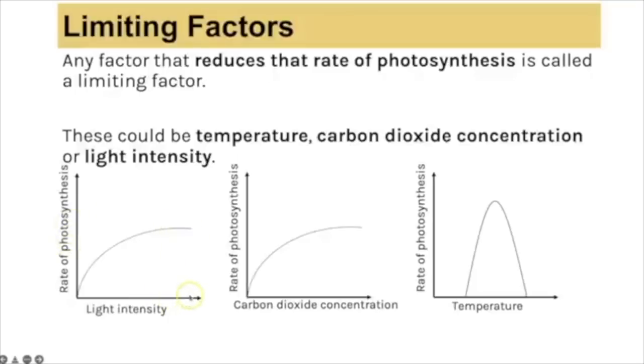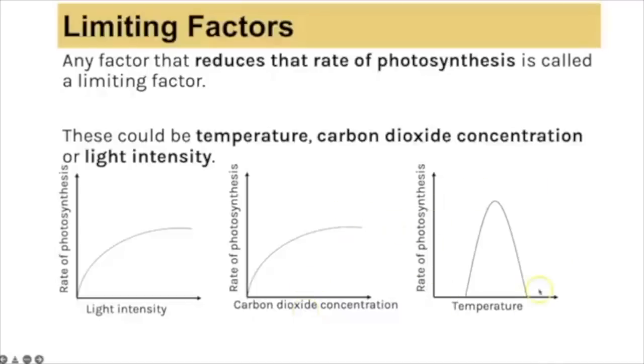So even though you add more light, the rate doesn't increase. And what that means is there must be another factor that is now limiting the rate. And that must be either carbon dioxide concentration or temperature. So it's the same concept with carbon dioxide concentration, that as the rate is increasing and the carbon dioxide concentration is increasing, we know that carbon dioxide is the limiting factor until it plateaus.